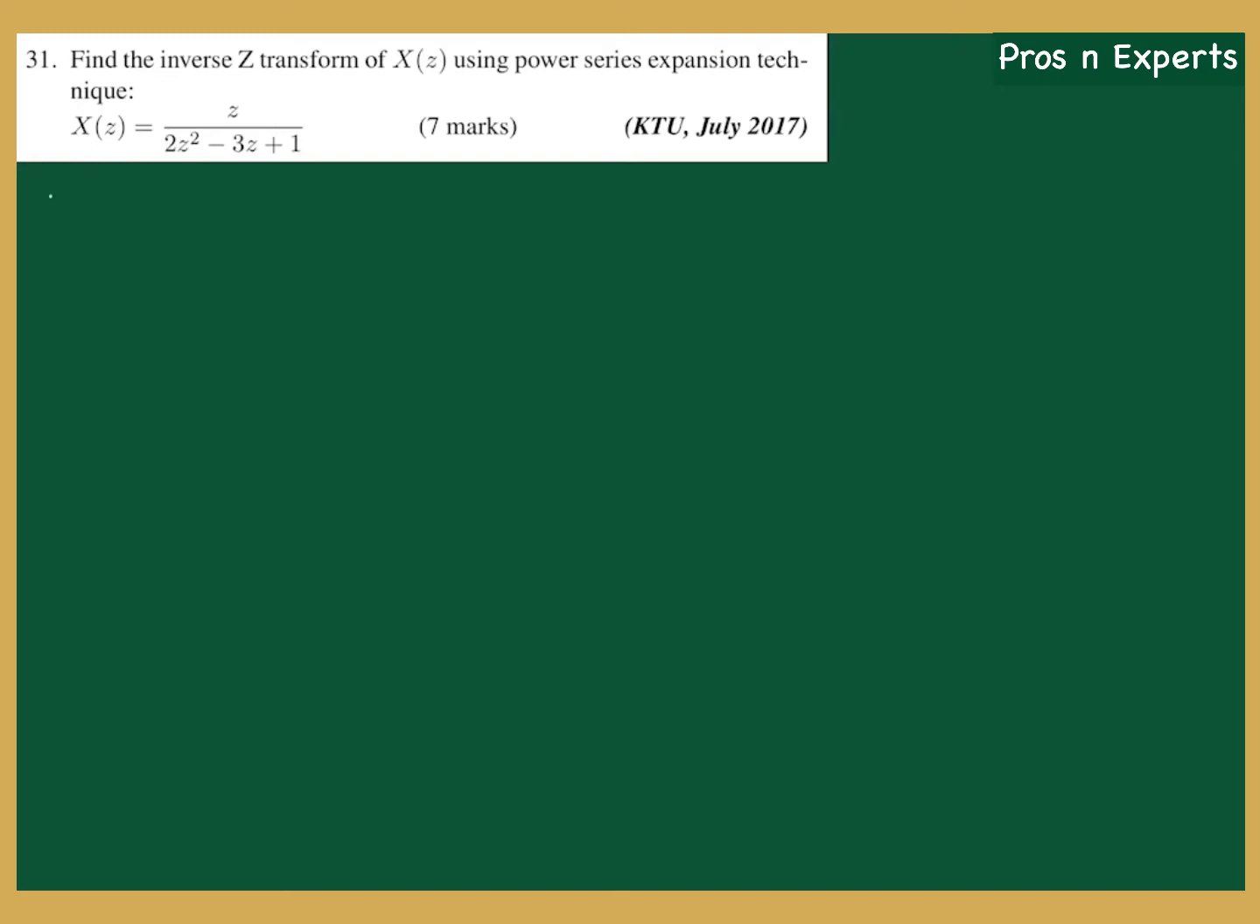The first method is using polynomial division. Whenever you feel that it is difficult to make this into a partial fraction form and find the inverse Z transform, then you go for polynomial division, if it is feasible. To do polynomial division, we write it like this, as though we do it for real numbers: z divided by 2z square minus 3z plus 1.